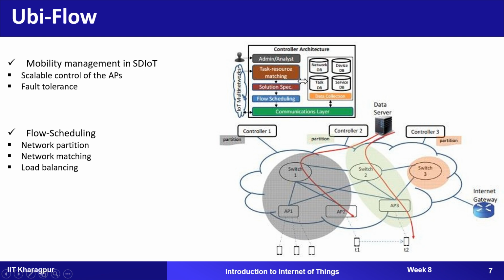So in order to schedule the flow, it adopts network partitioning. First of all, the network is divided into various sub networks, and then after that network matching is performed. Network matching means for each sub network one controller is matched, and that controller is responsible for managing that particular sub network, and after that load balancing is done in between these sub networks.